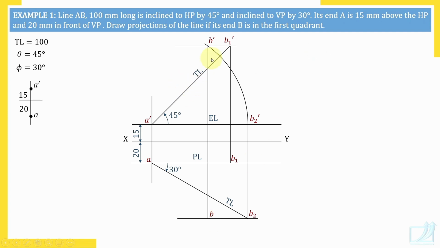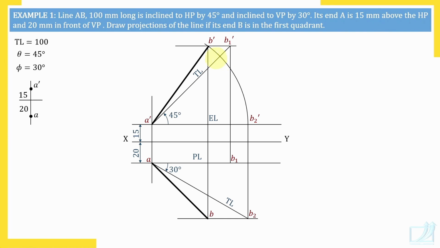Now join A dash B dash and AB with a dark line or thick line. So A dash B dash and AB. Is this drawing complete? Yes. How will you come to know that your drawing is complete? Check, in your drawing there must be 3 front views, 3 top views. B and B2 must be on a horizontal line, B dash and B1 dash must be on a horizontal line. Also only those two lines, AB and A dash B dash, thick or dark.